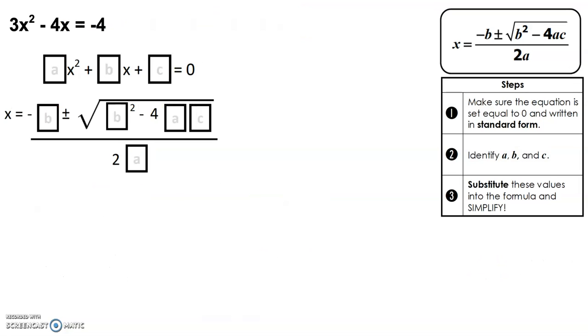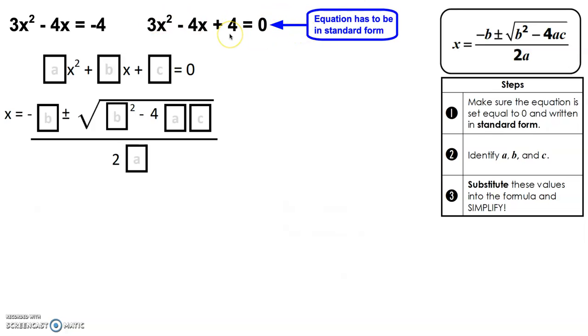So let's try a couple more examples. Okay, so here I have 3x squared minus 4x equals negative 4. So first we have to make sure it's equal to 0. It's not, and it's not written in standard form. So we need to add 4 to both sides so that now our equation is in standard form. Identifying our a, b, and c.